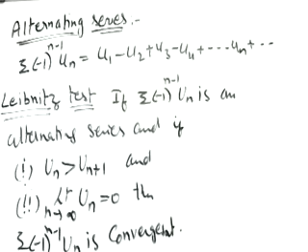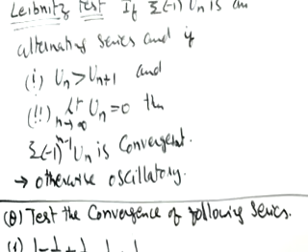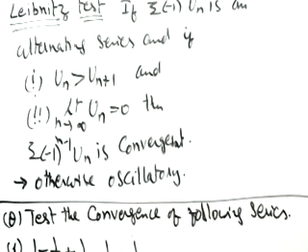How do we find whether it is convergent or divergent? If sigma (-1)^(n-1) un is an alternating series, and if two conditions are satisfied, then it is convergent. The first condition is un should be greater than un plus 1, that is, the series is a decreasing series. The second condition is that the limit as n tends to infinity of un should be 0. If both of these are satisfied, then we say that the given series is convergent.